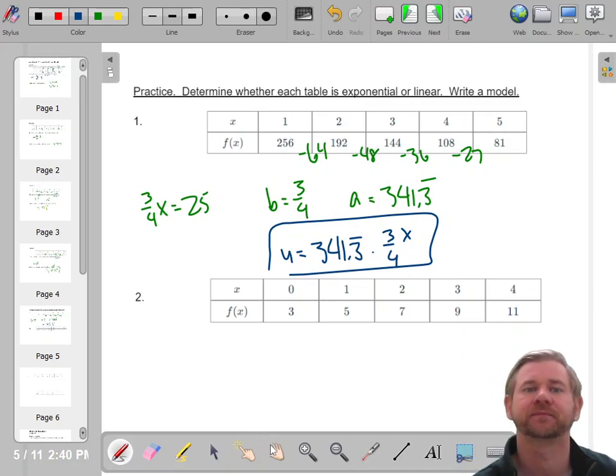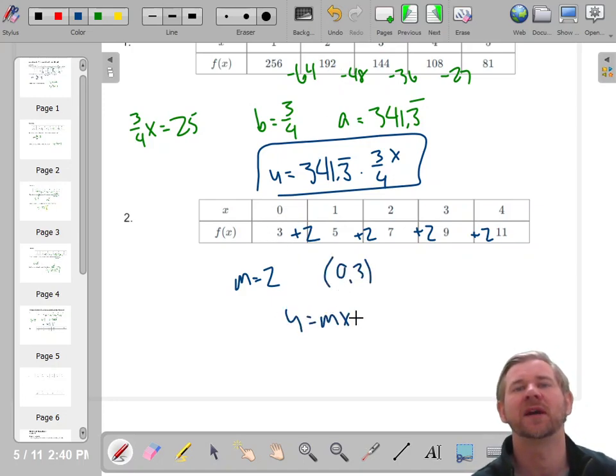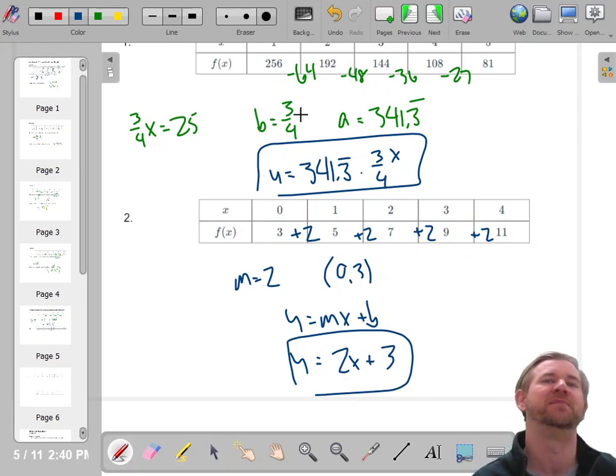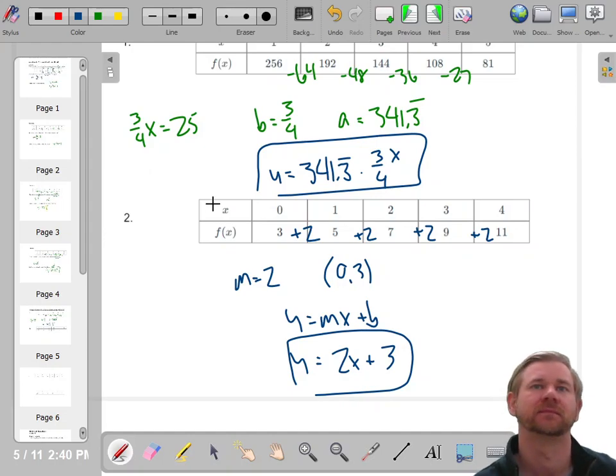Decimals? Okay, fine. So the next one, +2, +2, +2, +2, and the run is +1. So the slope is 2, and for the y-intercept, I don't like using b here and there, so I'm just going to say the y-intercept is (0, 3). So y equals mx plus b, the slope is 2, and the y-intercept is 3. Now, this b doesn't really mean the same thing as the other one, so just be aware of that.